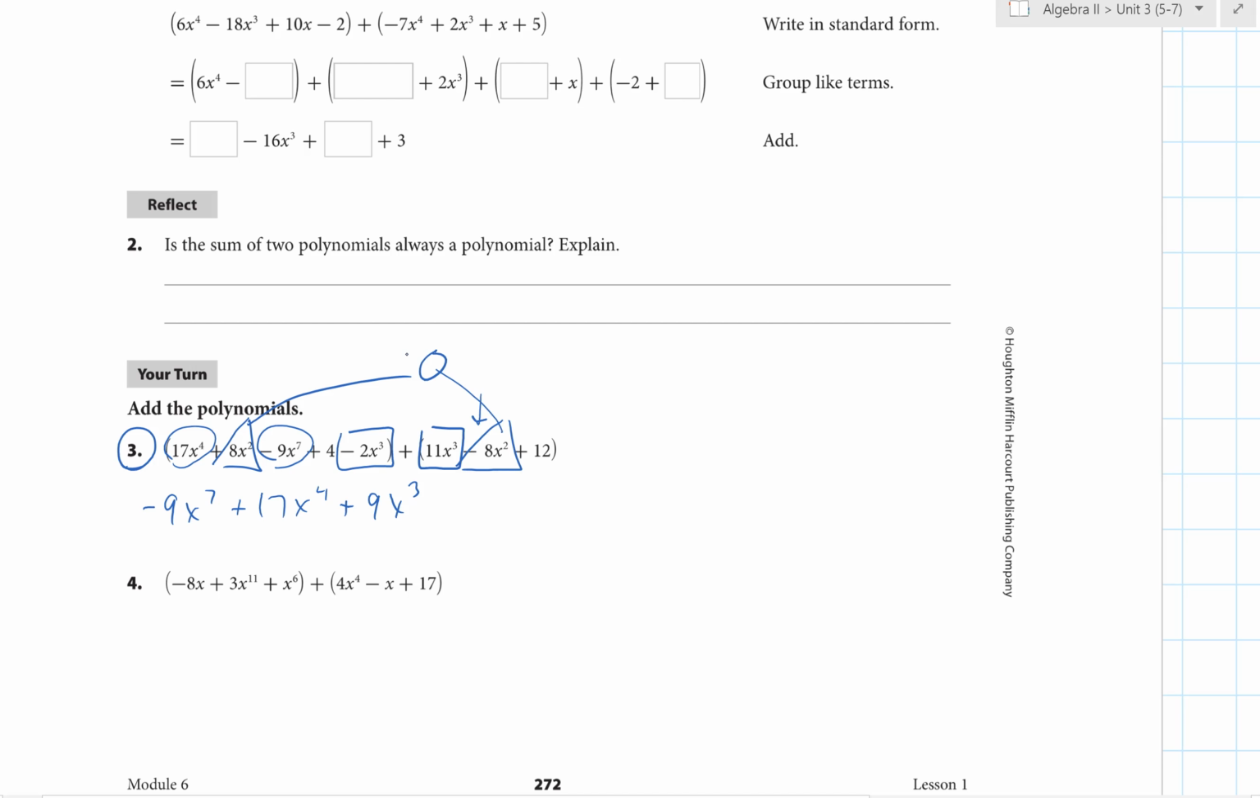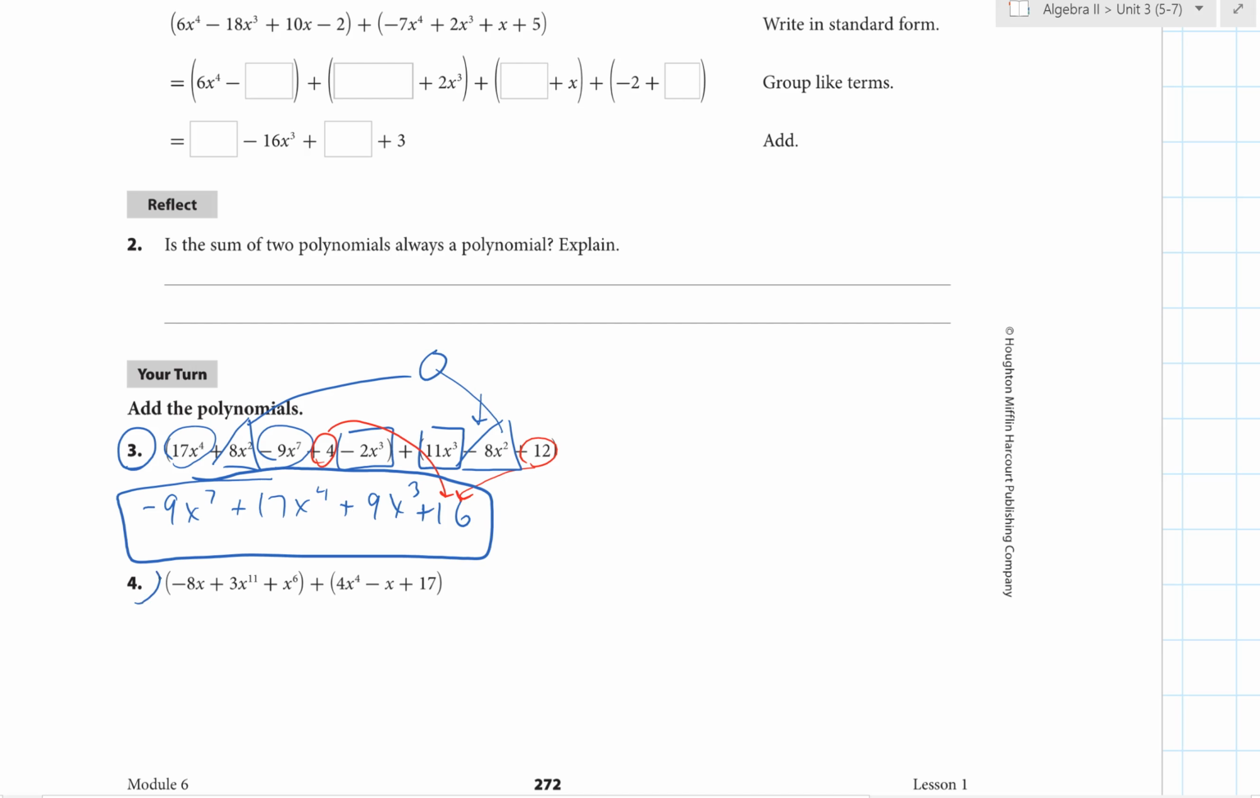And then lastly, we have our constant terms. And so our constant terms are 4 and 12, and 4 and 12 add up to 16. And so our final answer then is negative 9x to the 7th plus 17x to the 4th plus 9x cubed plus 16.